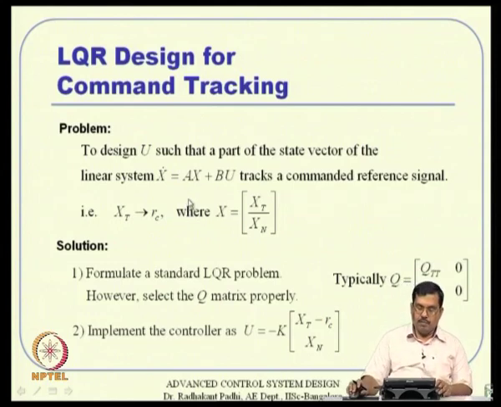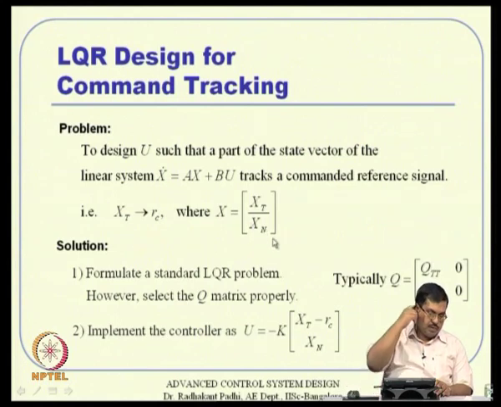In other words, earlier we were mainly worried about x going to 0 only, that is the regulator problem, and that is where the LQR system has been designed, for that particular problem only. Now, if you want to extend that to the tracking problem, how does it happen? Let us say the x vector is divided into two parts, xt and xn, where xt is the tracked states, that is what we want to track, and xn we are typically not bothered about so much, it can go somewhere.